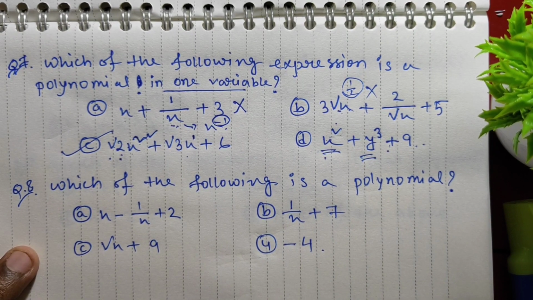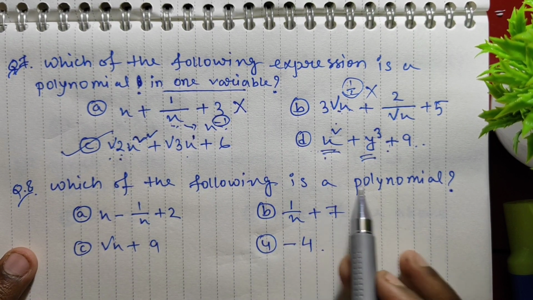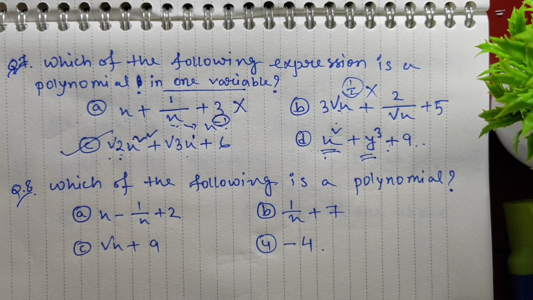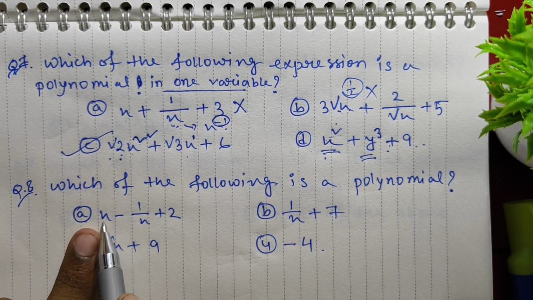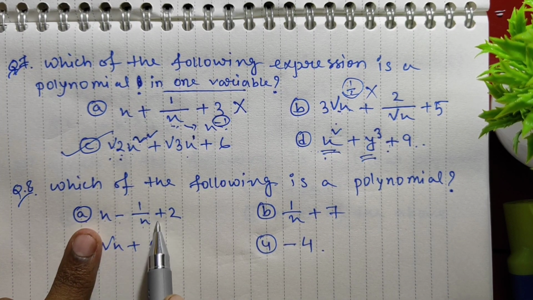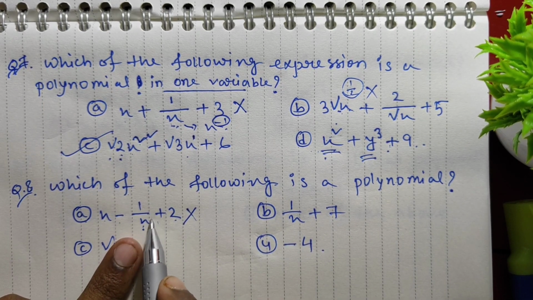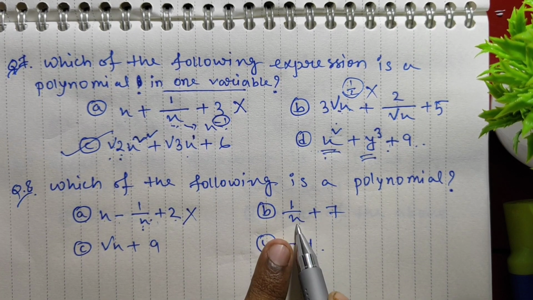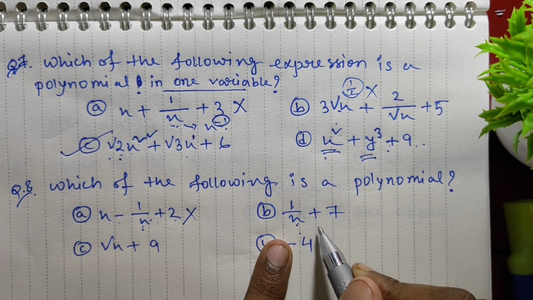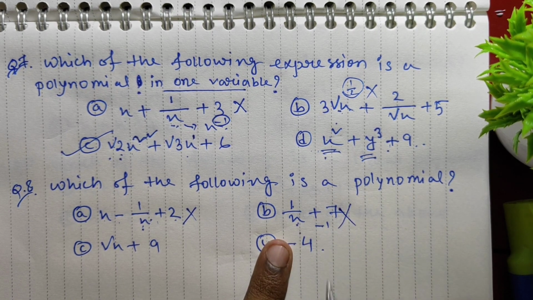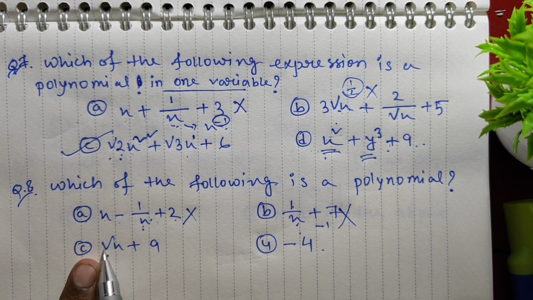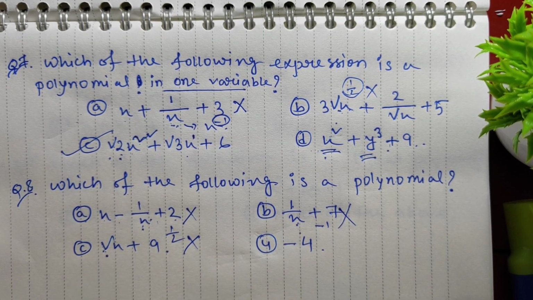Now number 8, which of the following is a polynomial? And the options are A. X minus 1 by x plus 2. See, x is down, so this is not a polynomial because the power is minus 1. Again 1 by x, x is down, so power is what? Minus 1, so this is not a polynomial. Now this one, here we have root, so power is what? Power is half, which is not a whole number, that's why this is not a polynomial.